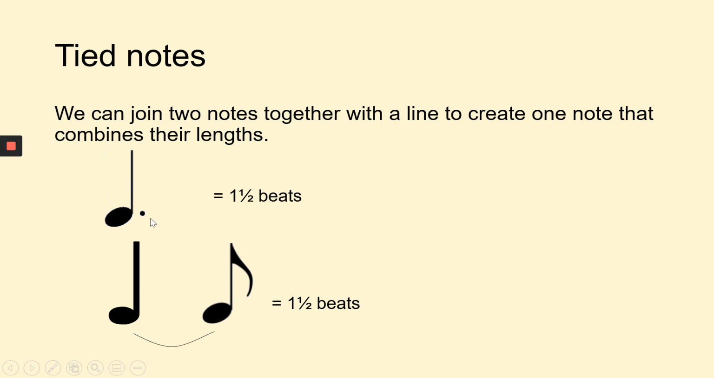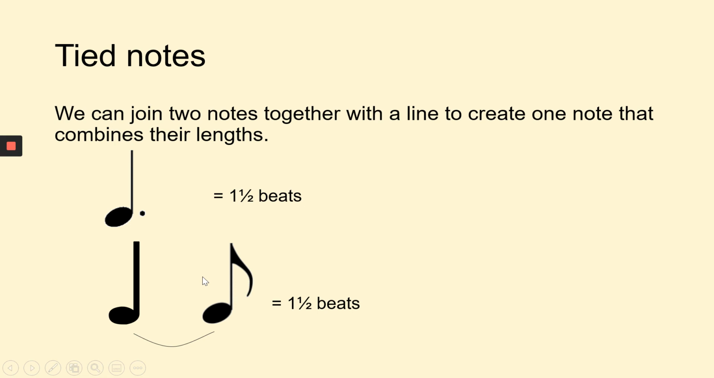So a dotted crotchet lasts for 1.5 beats. We could also show that our note lasts for 1.5 beats by drawing a crotchet and a quaver and a curved line joining the two together. This note down here would only be one note. We wouldn't play the second. It just tells us we're adding the two together to get our one note length.